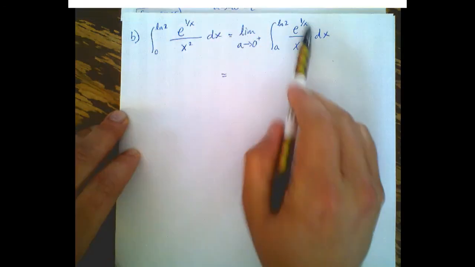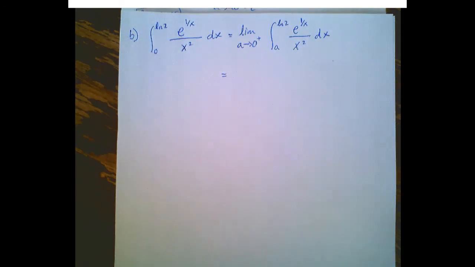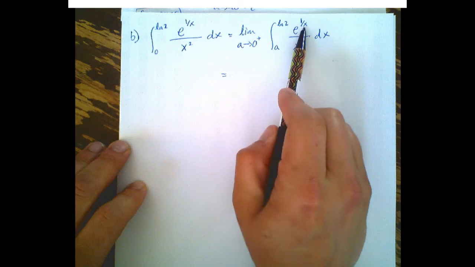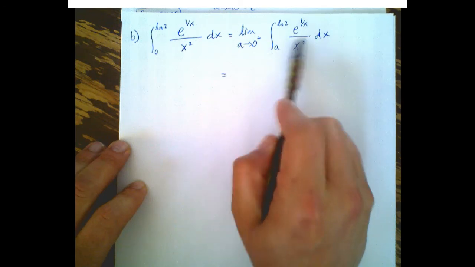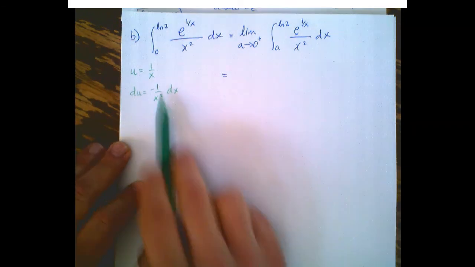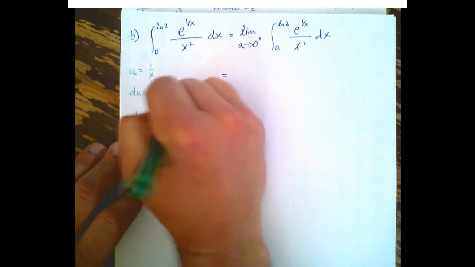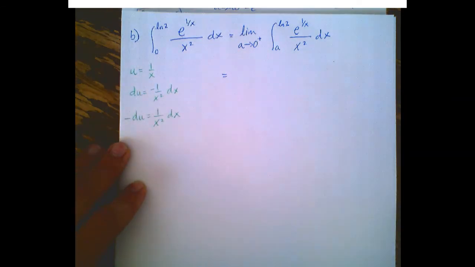So how do we take care of this antiderivative? Well, let's think. Which of our techniques is useful here? Well, notice that we have a 1 over x here. What is the derivative of 1 over x? Well, that's negative 1 over x squared, so we have that here, right? So we can do a u substitution. u equals 1 over x. du is negative 1 over x squared dx. And we want this to be positive, so negative du equals 1 over x squared dx. Okay?